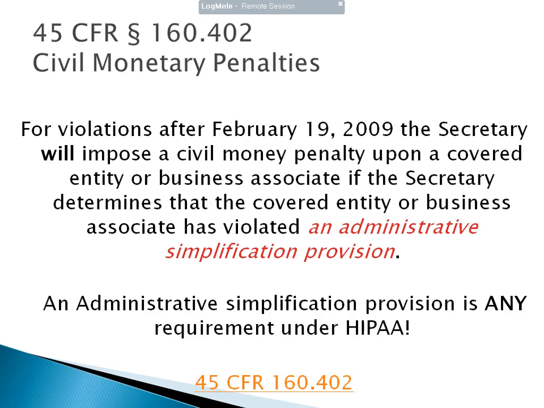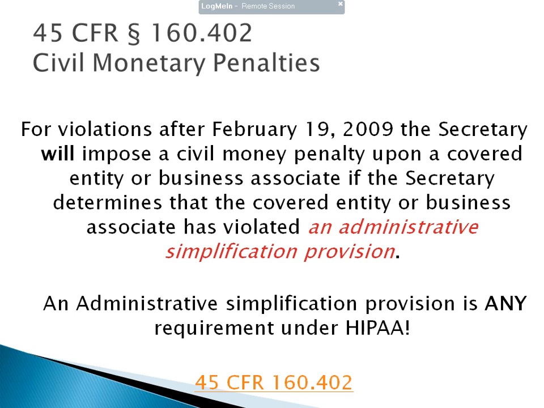Under the new rule implemented in January, retroactively, for violations after February 19, 2009, the Secretary, this is how it reads, will impose a civil monetary penalty upon a covered entity or business associate if the Secretary determines that the covered entity or business associate has violated an administrative simplification provision. Now, what does that mean? An administrative simplification provision is any requirement under HIPAA.